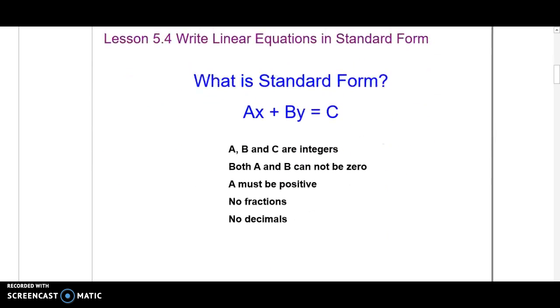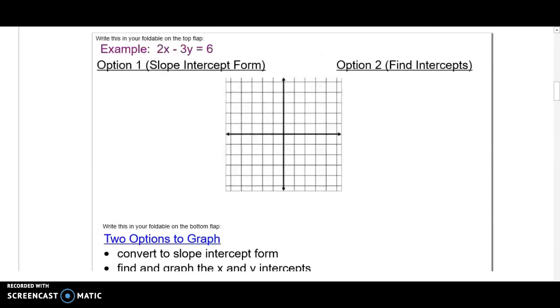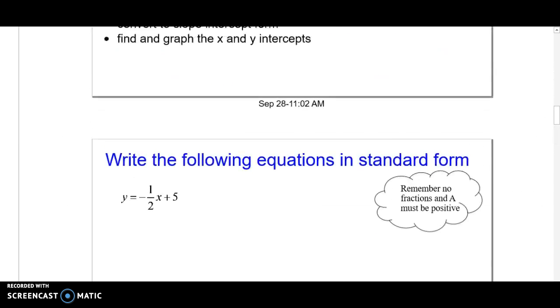So just a real little reminder of what standard form is. Standard form is this ax plus by equals c stuff. And we learned yesterday that a, b, and c are all integers. A and b cannot be 0. A has to be positive, and there cannot be any fractions or decimals. These are the hardest ones to remember. Okay. Woo, a little fast. Sorry about that.